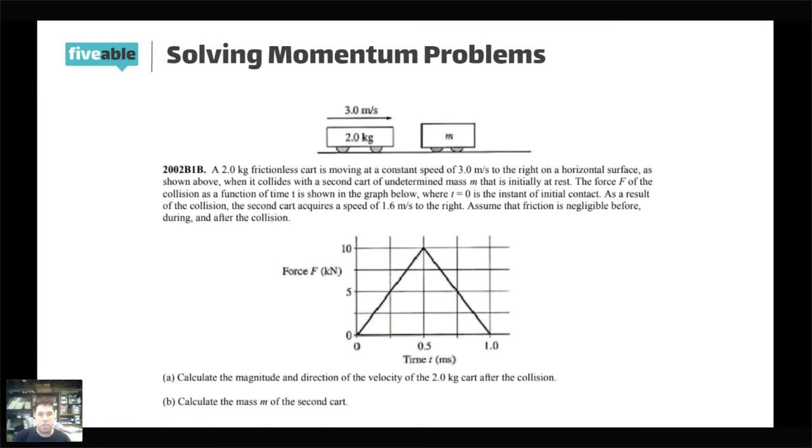Okay, we get to ignore friction at any point here, and we're supposed to figure out two parts: the magnitude and direction of the 2 kilogram cart after the collision, and the mass of the second cart. So how fast is that first cart going after the collision? And then finally, how big is that second cart?